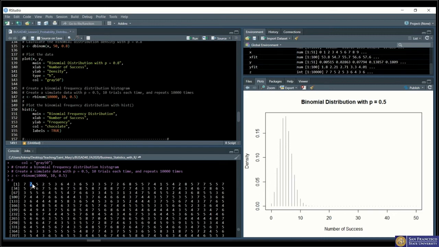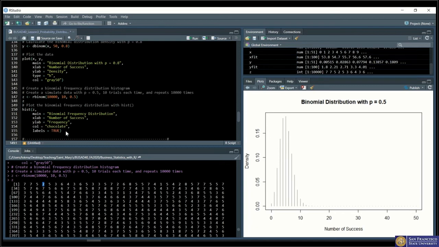On the second time, I do another 10 trials. I got 7 success cases also. The third time I play, I got 5 successes, and the fourth time 2 successes, and so on. So we are basically creating a new simulated data set here so that we can use it for plotting.